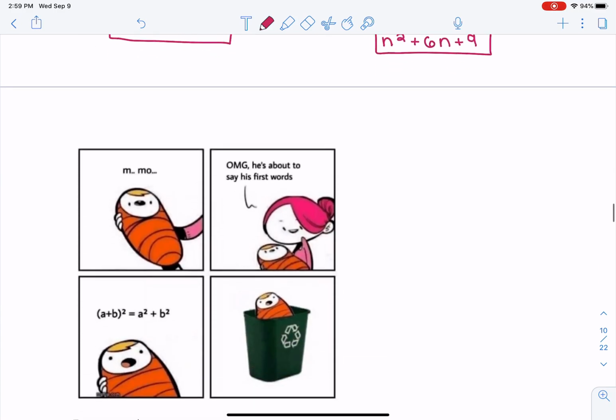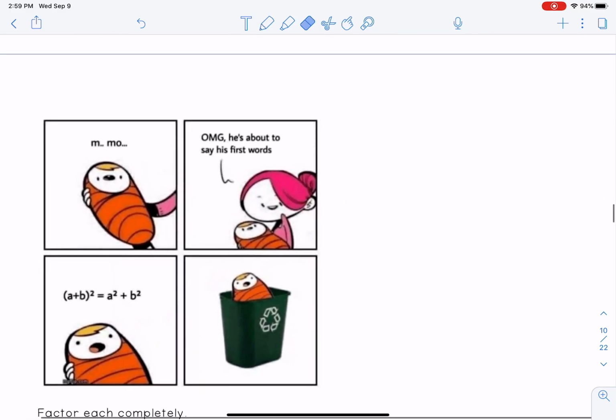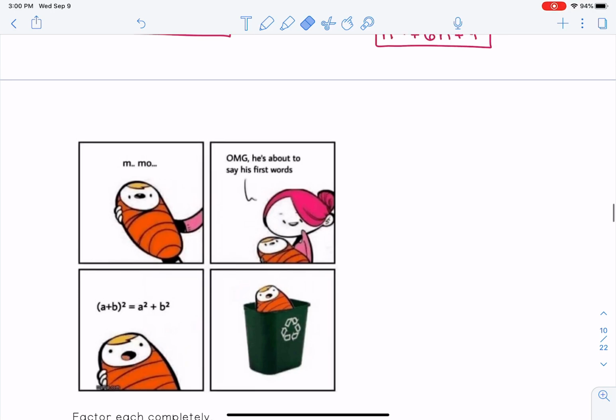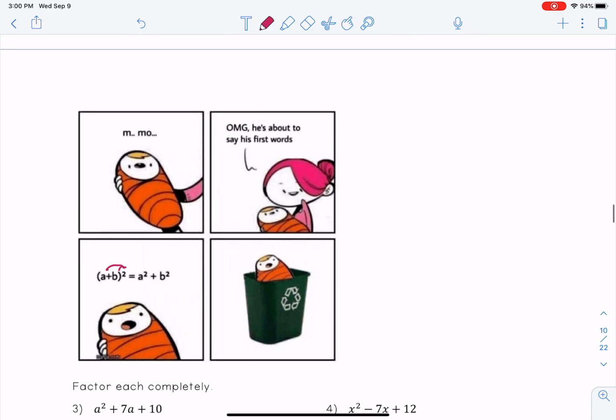So last year, this was a big deal where we called this the "don't do the baby in the trash can" problem. So this baby's about to say his first words, and the mom's like, oh my God, he's about to say them. And he says a plus b squared is a squared plus b squared. So he did that where he just distributed. So really, remember, a plus b squared is really a plus b times a plus b. So do not forget this.